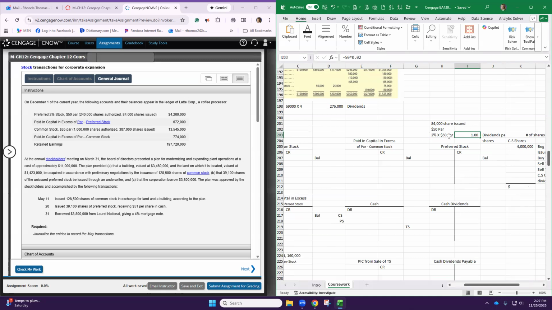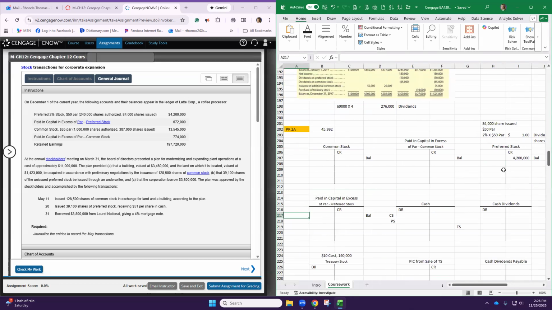Remember, preferred shares are preferred to getting their dividends first. Okay, now I'm going to put the balance in here. It's kind of a big number. So 4,200,000 is in preferred stock. Now, paid in capital that goes with preferred is right here. So the balance is 672,000.